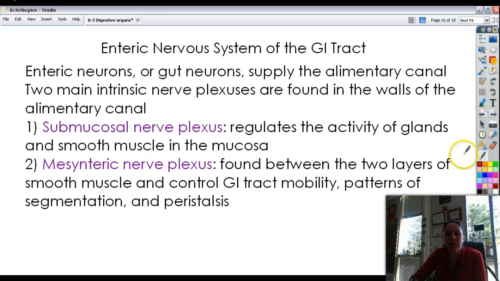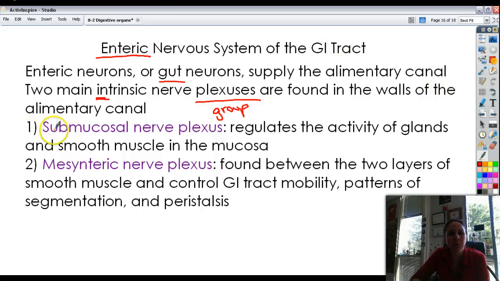Okay, and then the last little tidbit has to do with the nervous system control of the GI tract. Enteric refers to your intestines, so it's the nervous control of your intestines. You have enteric neurons, otherwise known as gut neurons, that supply the alimentary canal, and there are two main intrinsic nerve plexuses. Remember, intrinsic is within the organ itself, not from your brain. A plexus is a group of nerves found in the walls of the alimentary canal.